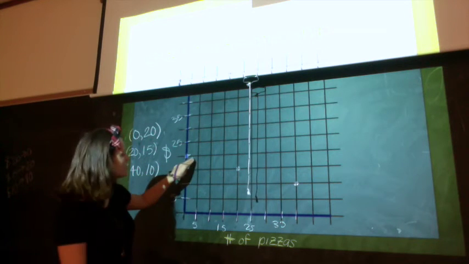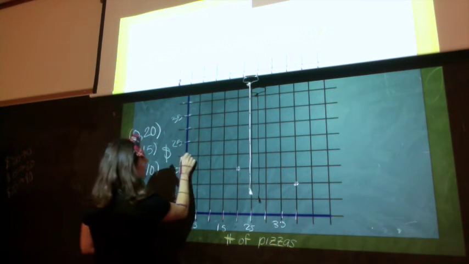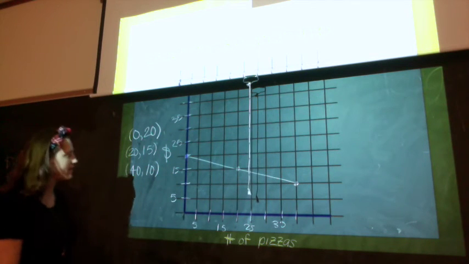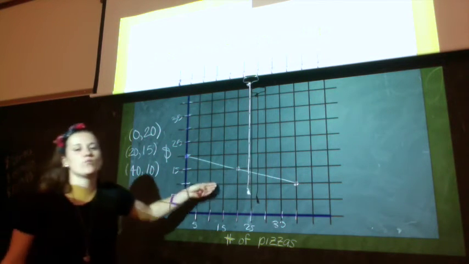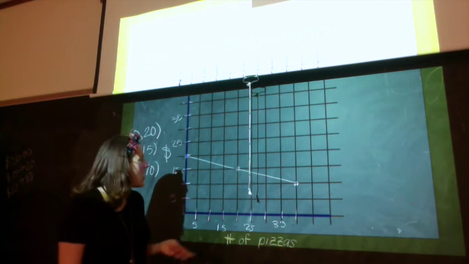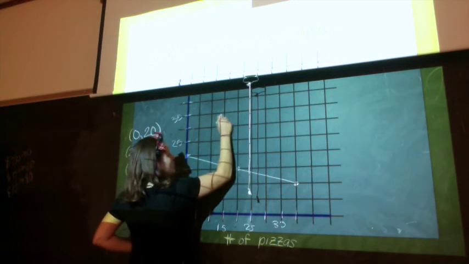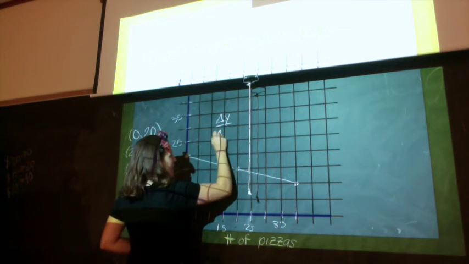So as you can see, these points go in a straight line. So all we have to do is connect the dots. And there we have our graph. So what does this mean? What can we use this information for? If we wanted to, we could find the slope. So slope is change in y over the change in x.